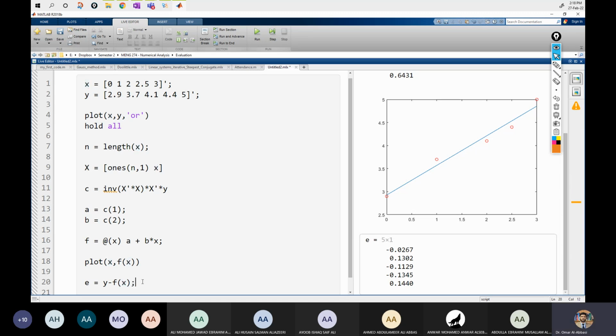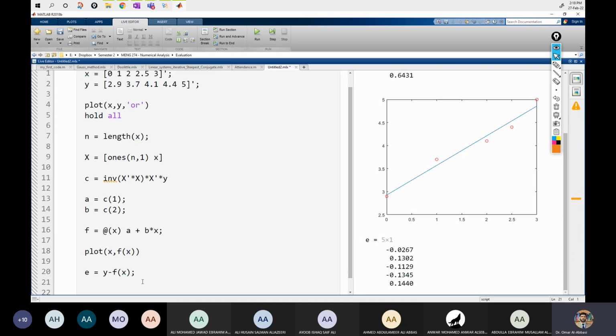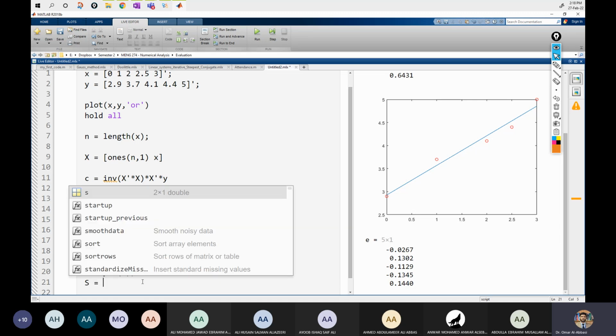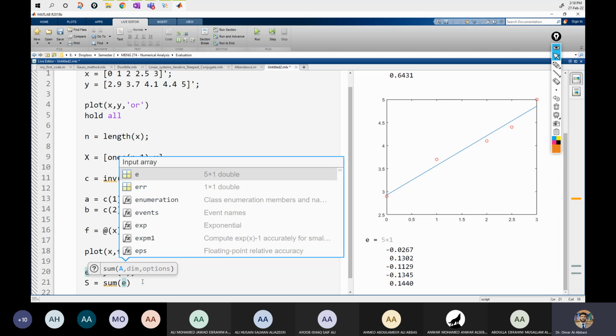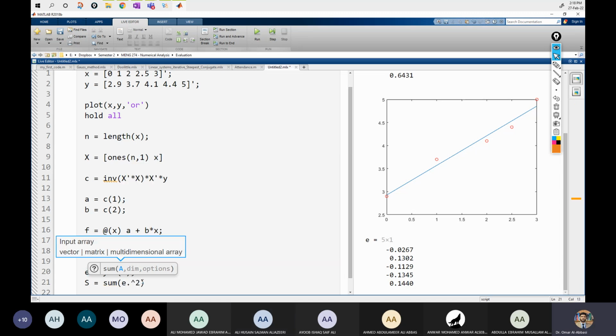Okay, so what shall we do in order to find the sum of the error squared? S equals the summation of the error dot squared. Why do I put the dot operation? Because it's element-wise squaring. Element-wise operation. Each element in this vector should be squared by itself.